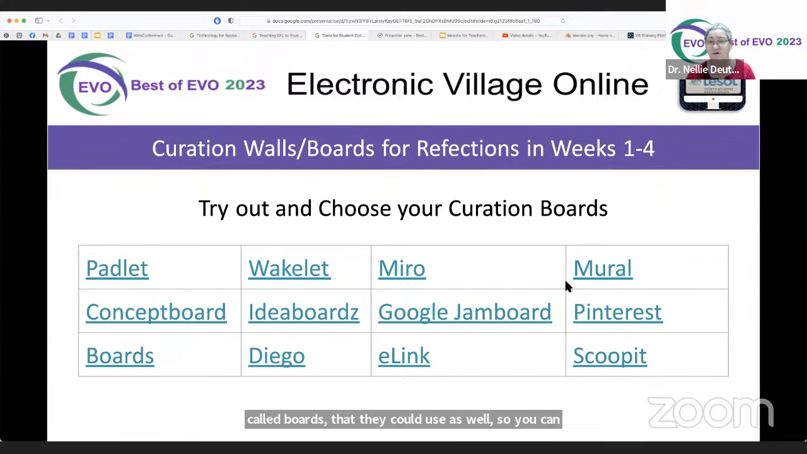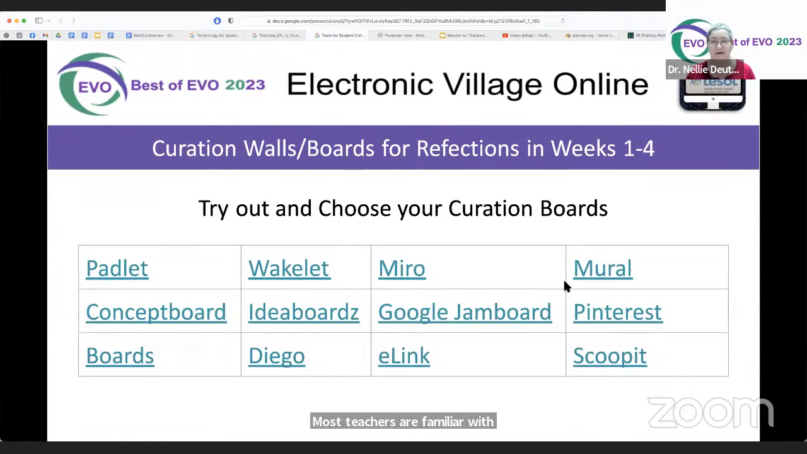Some of them had to use one for each week, as reflected in weeks 1 to 4 on their work. Some of them used things like Scoop It. They tried different curation boards instead of using just one all the time. Most teachers are familiar with Padlet.